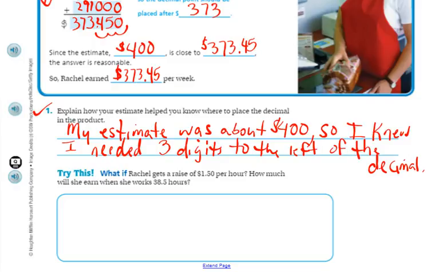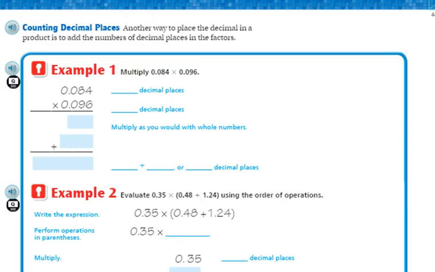And we are going to go ahead and turn to page 44. All right, let's take a look at what we are going to be doing. It says counting decimal places. Another way to place the decimal in a product is to add the number of decimal places in the factors. Just reviewing what we did on the previous page. Let's begin. Example 1. We are going to multiply 0.084 by 0.096.